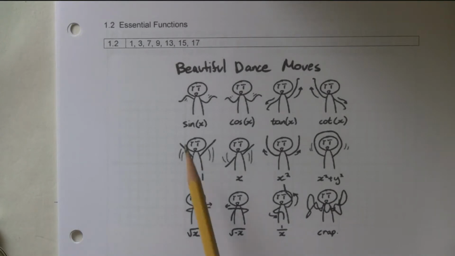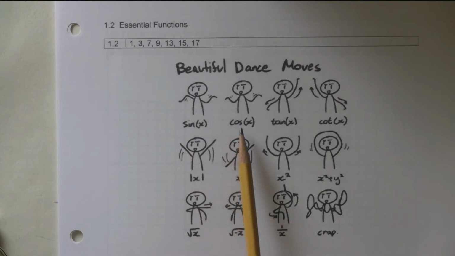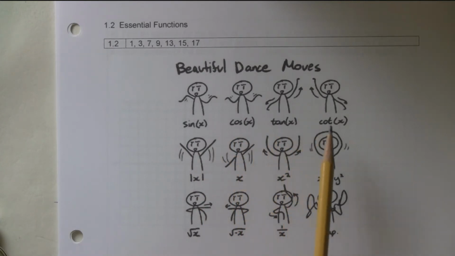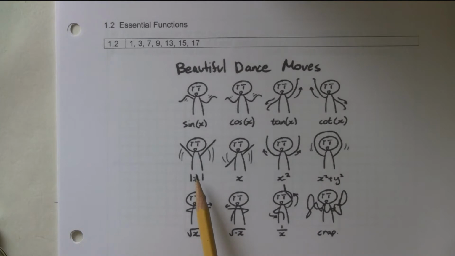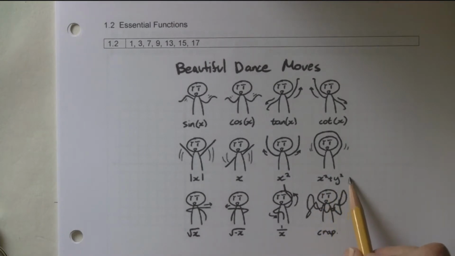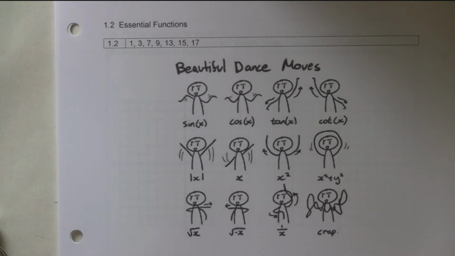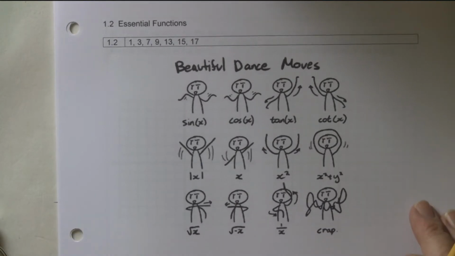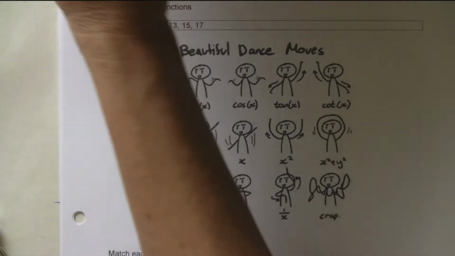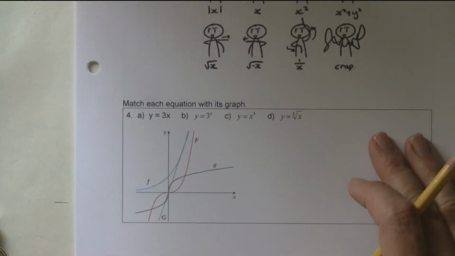pre-calculus class, like y equals sine of x, or y equals cosine of x, or y equals tangent of x, y equals the absolute value of x, y equals x squared. This one's a circle. I guess they mean x squared plus y squared equals some radius squared. And y equals the square root of x, and y equals 1 over x. So they have quite a few of them listed here in this little dance move joke.